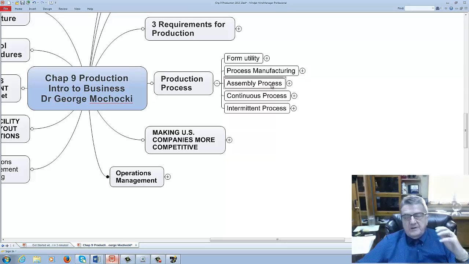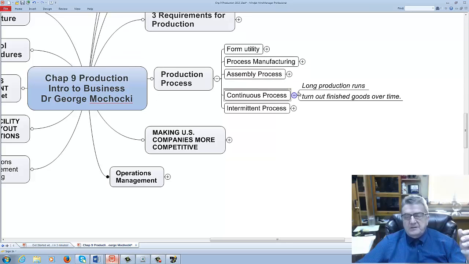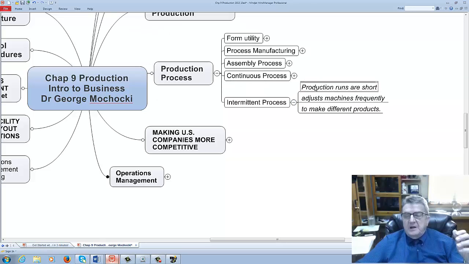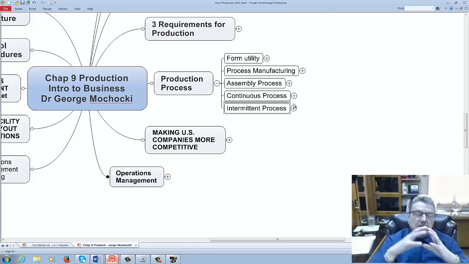So I got process manufacturing, assembly line, continuous process, which is basically long production lines. Intermittent process: small production runs are shorter, and you adjust the machine frequently to make different things. Remember, when I said about manufacturing, the U.S. is coming back as a manufacturing giant. Not yet. It's still a little bitty giant, but it's coming back.